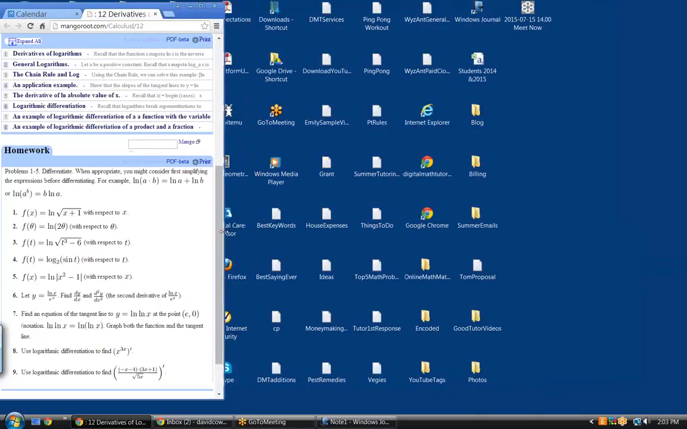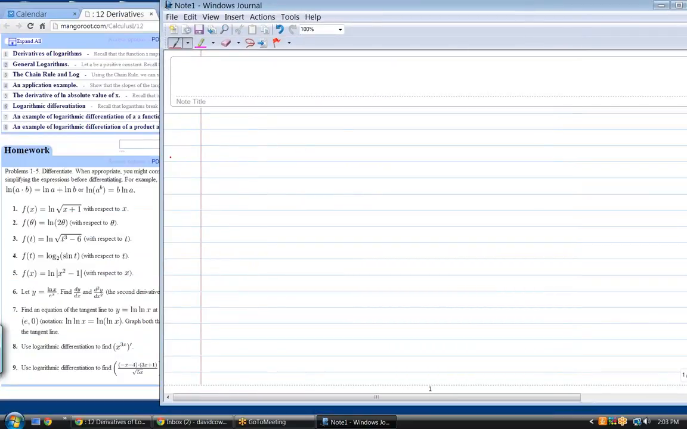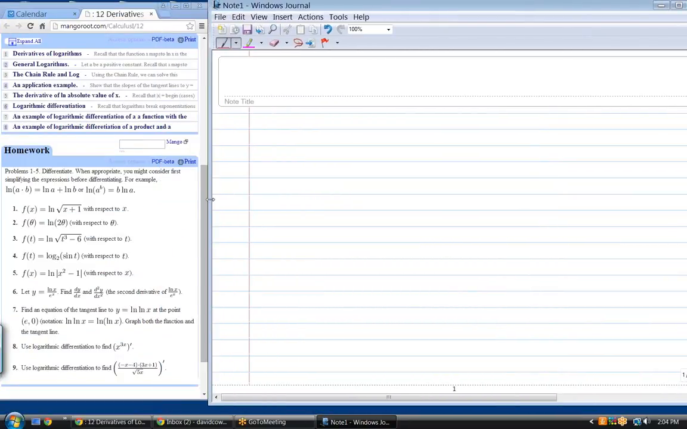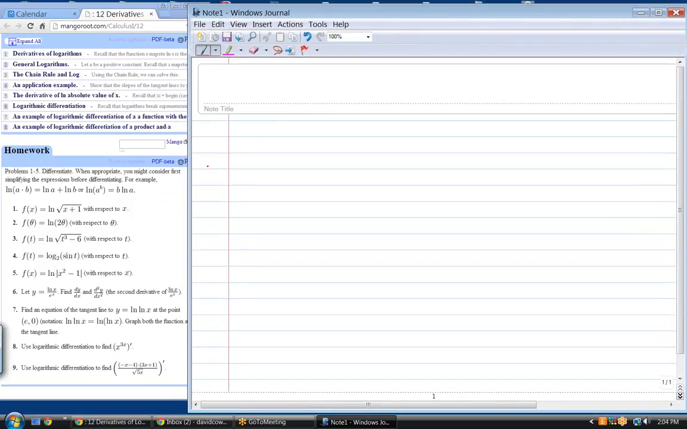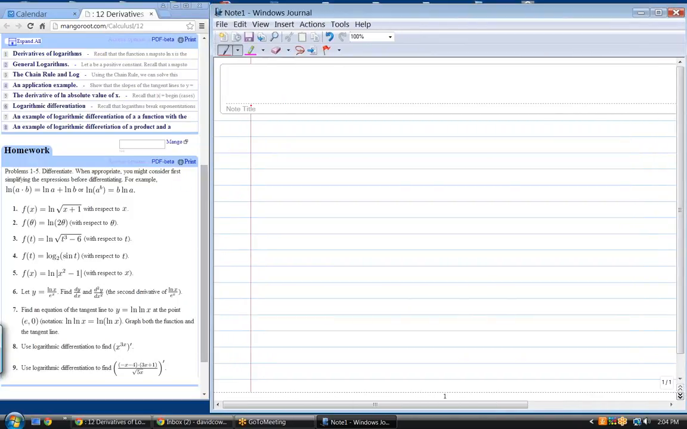Let me reduce this so I can get my other drawing thing on here. All right, number 6 says y equals natural log of x divided by e to the x. Find dy/dx and the second derivative of that. Okay, so let's solve for y prime. Same thing as dy/dx.